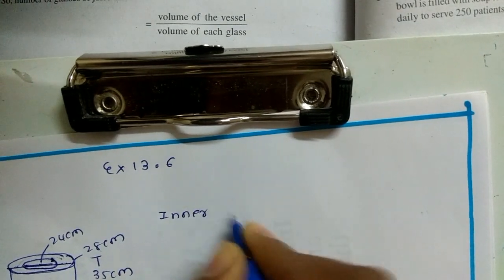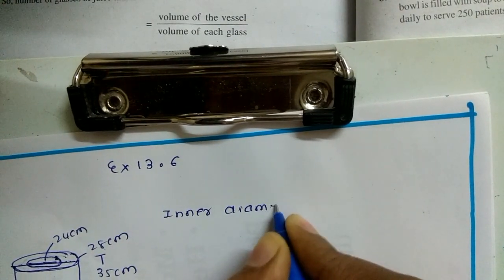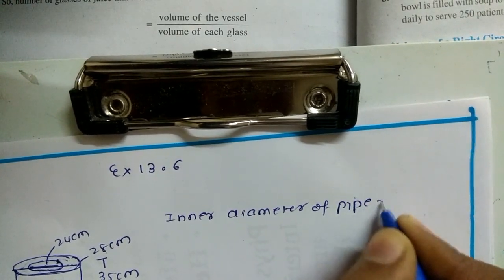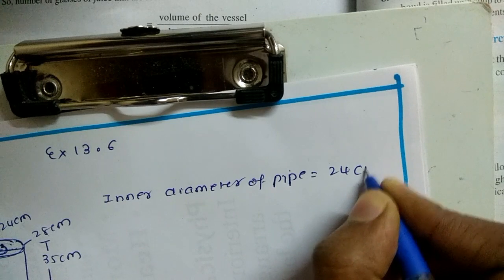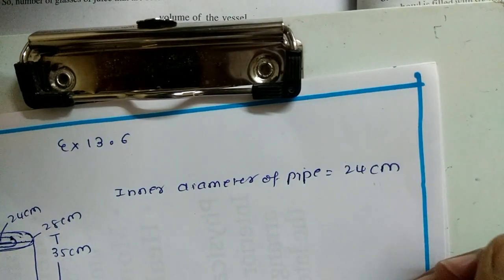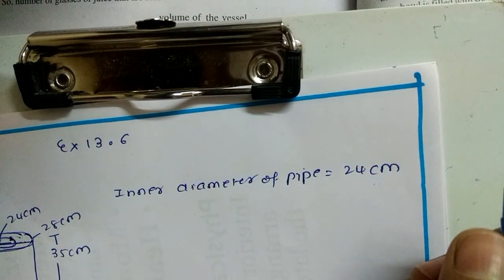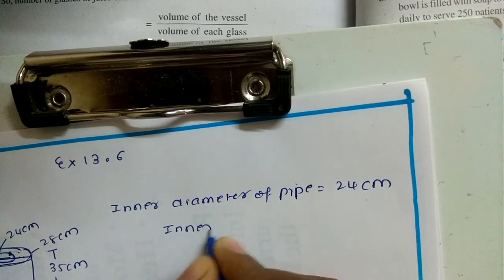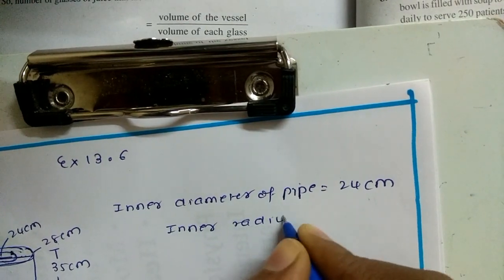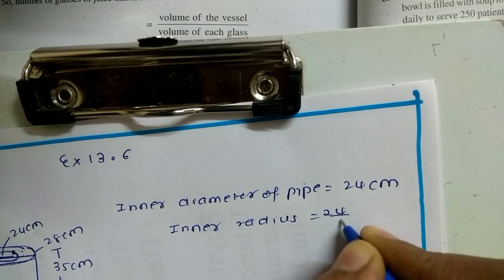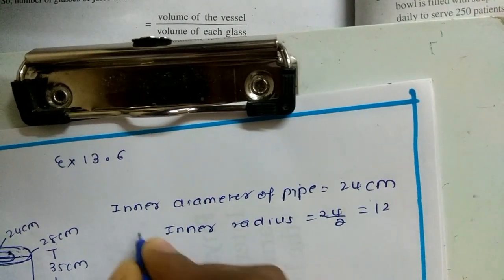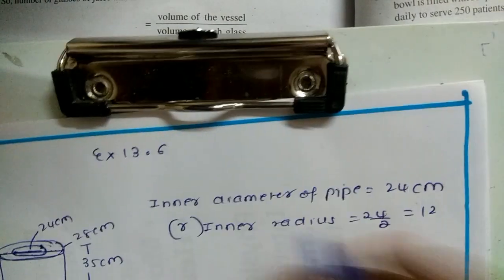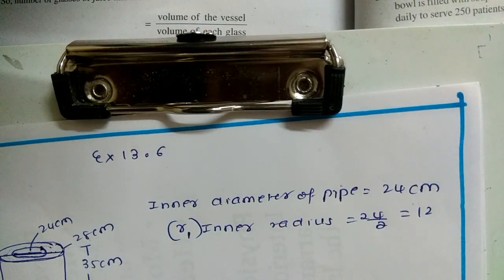So the inner diameter of the pipe is given as 24 centimeter, and to find the volume the formula is pi r square h. So we need to find the inner radius. The inner radius is 24 by 2, that is 12. This inner radius I'll take as r and the outer as capital R. Otherwise you can take r1 here.